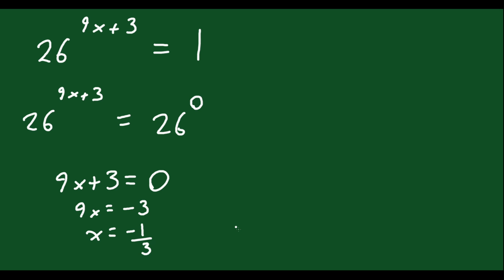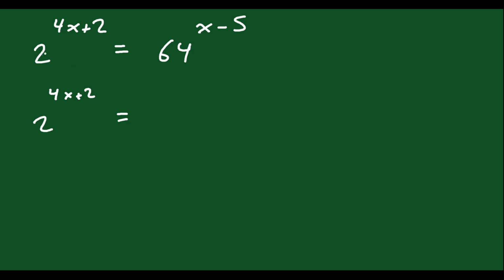Not too bad, right? You just had to know that initial trick. Let's do another one. Let's say I have 2 to the exponent 4x plus 2 equals 64 to the exponent x minus 5. So again, I want the bases on both sides to look the same. So I'm going to leave this one as 2 to the 4x plus 2, because I can't really reduce that. But I can change 64 to having a base of 2, right?